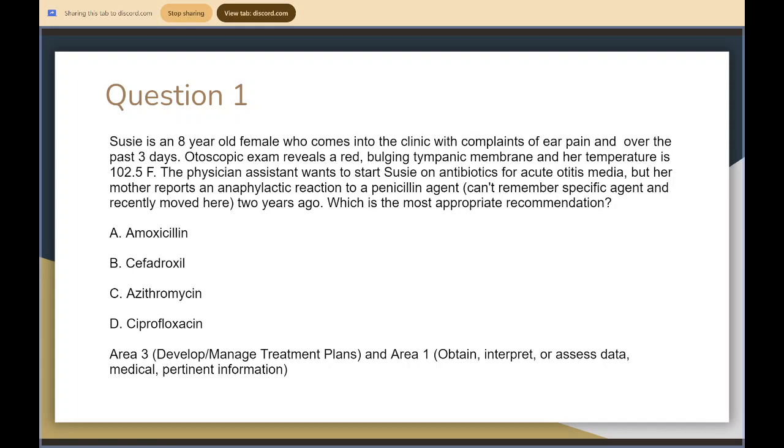Another thing, does anyone know a common brand name for amoxicillin? Type it into the chat. Amoxil is a good one. What about for C, azithromycin? Good. Trimox is another one. And also for D, ciprofloxacin. Good. Cipro.